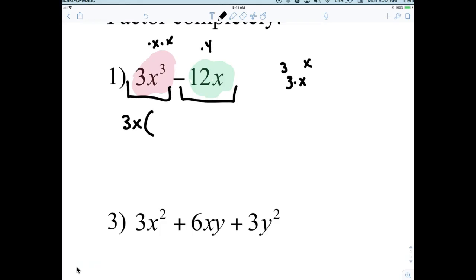And what's left behind? What's left in this bucket? X squared. Minus what's left in the other bucket? 4. Everybody see that?